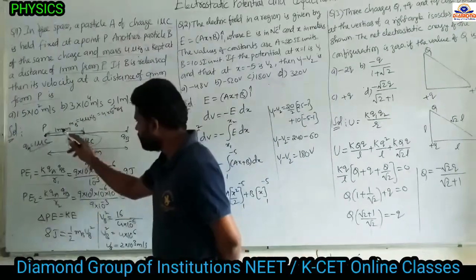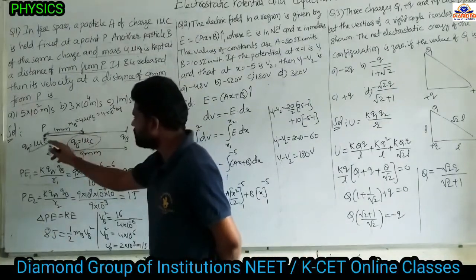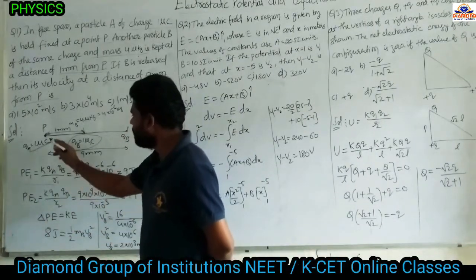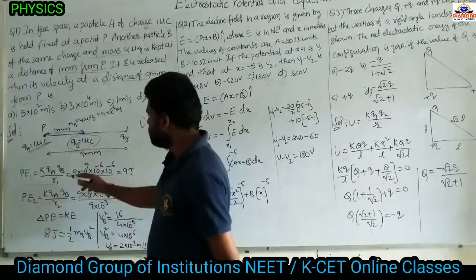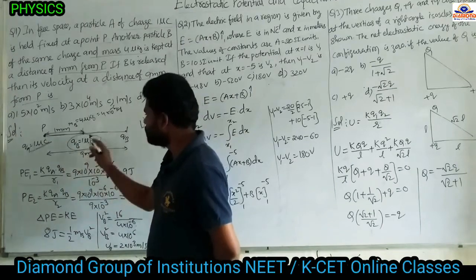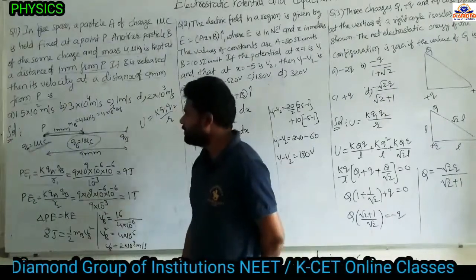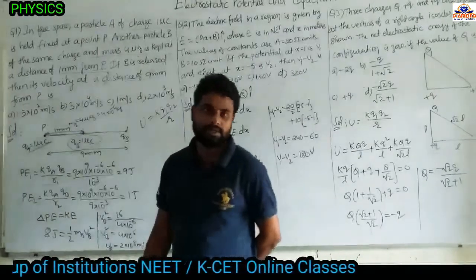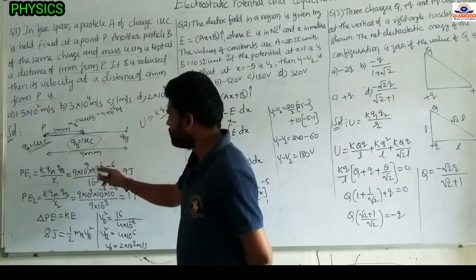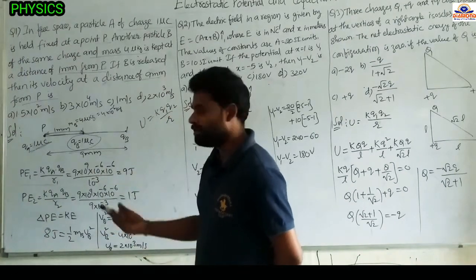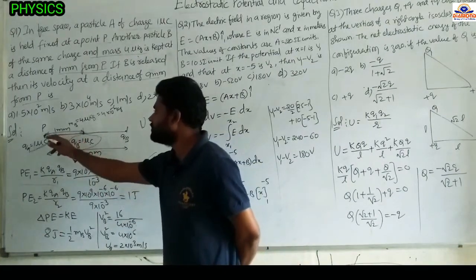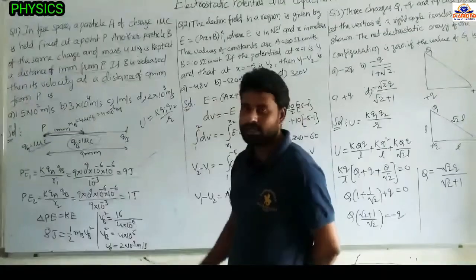Now at 1 millimeter distance from P, the potential energy between A and B is K into QA into QB by R1, initially 1 millimeter. So K value is 9 into 10 power 9, into QA value 1 microcoulomb, 10 power minus 6, QB also 10 power minus 6, by the distance between these two, 10 power minus 3 meters. Now 10 power minus 3 goes upside: 9 plus 3 is 12, and minus 6 minus 6 is minus 12, so they cancel and we get 9 joule. So when B is at 1 millimeter distance from P, it has potential energy 9 joule.